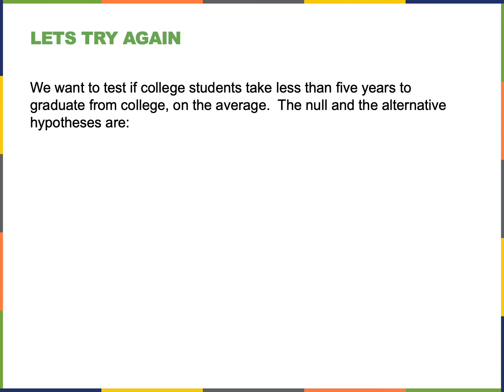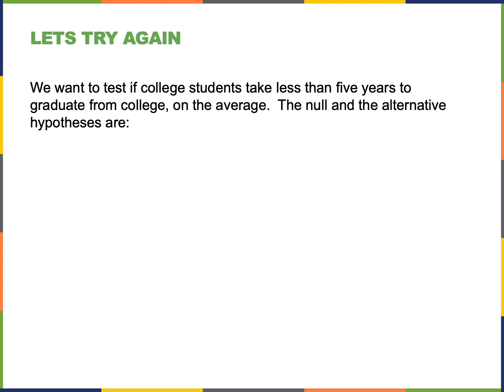All right, so let's try this again. We want to test if college students take less than 5 years to graduate from college on the average. Okay, so let's think for a minute. You can push pause if you want to and see if you can write two statements, a null and alternative hypothesis. You can try it using words, or even better, try to do it using symbols, okay? And then we'll compare answers.